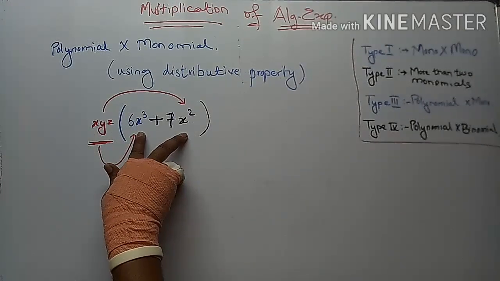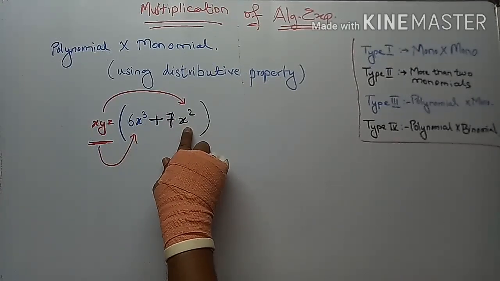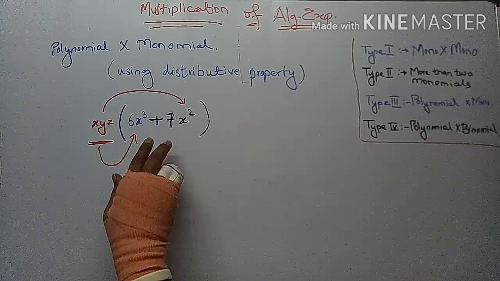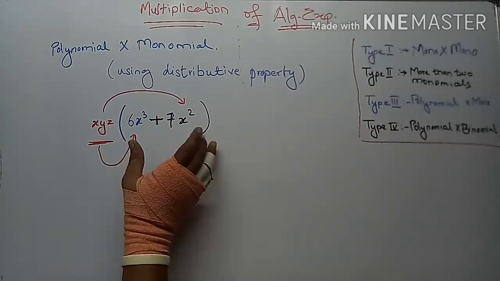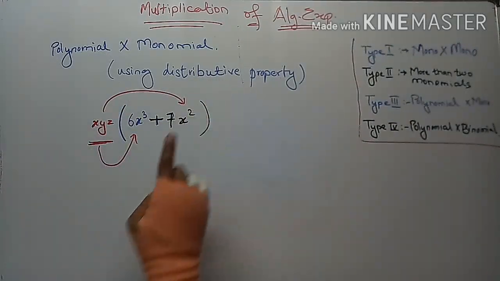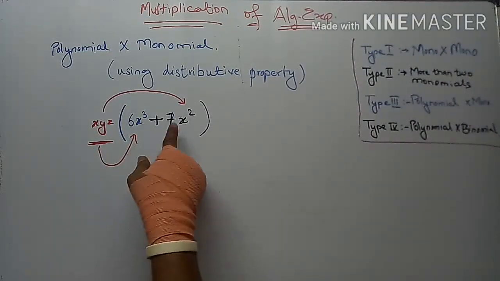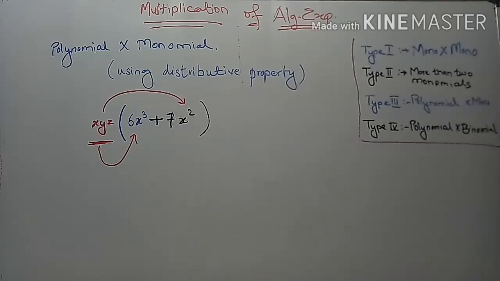We cannot add these terms because these are not like terms. Here it is x cube and here it is x square. So these are unlike terms, hence we are not adding it. This is a polynomial multiplied by monomial. We use distributive property. Distributive property says that the monomial gets multiplied to each of the terms of the polynomial.